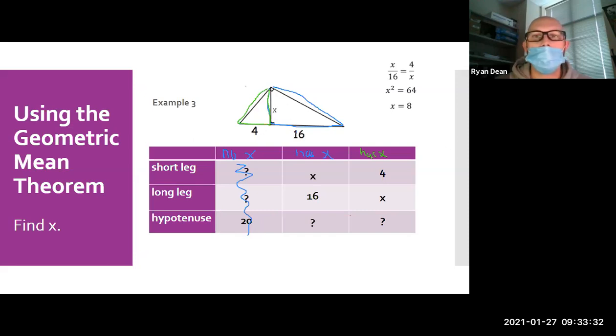the next piece is setting up the proper equation. So from the blue one, I always like to put x on the top. So for the blue triangle, x is the short leg. So the short leg is going to go on the top.